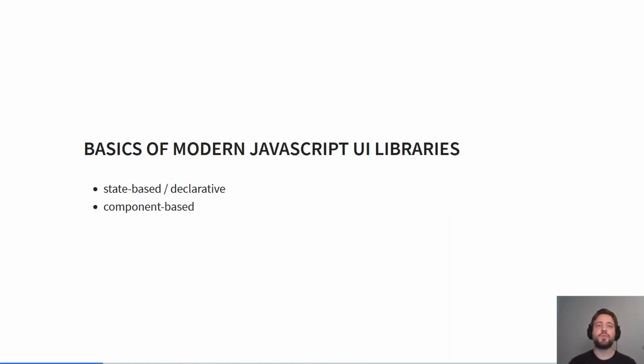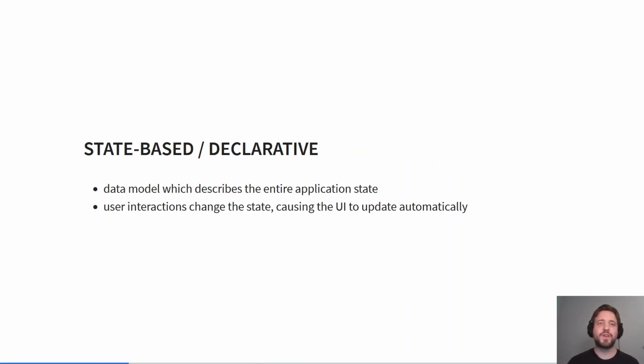Two pillars that we will see in React, but also in other libraries like Vue or Angular, will be the state-based or declarative nature and components. State-based or declarative means that there is a data model that describes the entire application state. User interactions can cause the state to change, which will update the view that is being presented to the user.